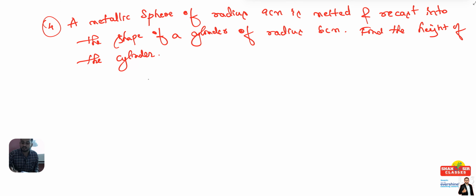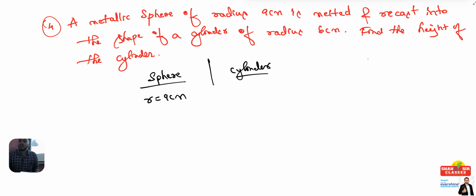We have two data. One side is sphere, other side is cylinder. Correct, no children? First you write sphere information in sphere column and cylinder information in cylinder column. Metallic sphere of radius 9 centimeter. Sphere radius is 9 centimeter and melted means volume. And recast into the shape of a cylinder of radius 6 centimeter. Now we got cylinder of radius 6 centimeter. Now they are asking us to find the height of cylinder h.